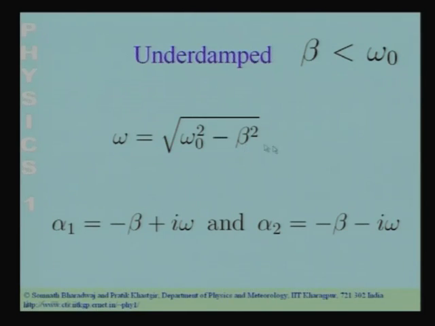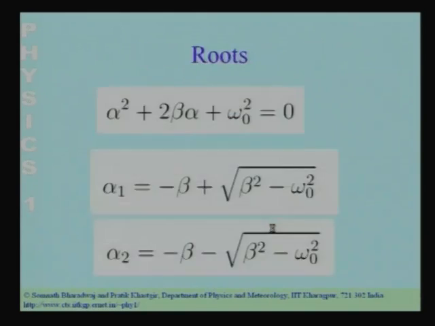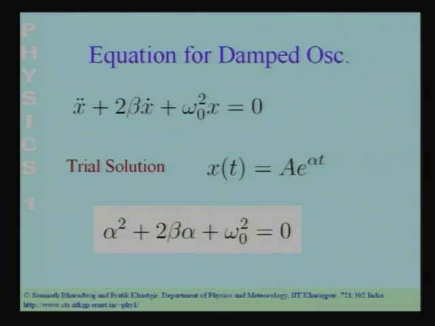Omega naught square minus beta square is positive, so the square root is a real number. So omega is a real number, and alpha 1 and alpha 2 are the two complex roots of that quadratic equation. Now we have to put alpha 1 and alpha 2 back into our trial solution. X as a function of time is equal to a constant amplitude e to the power alpha t. So we now have two values of alpha, alpha 1 and alpha 2.